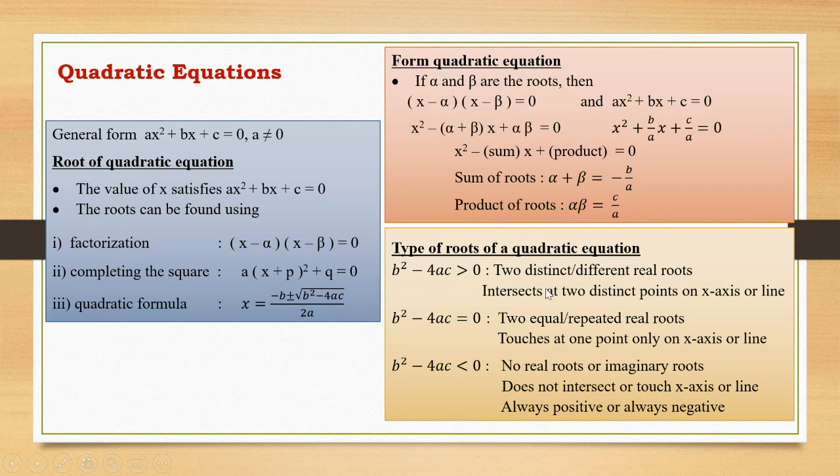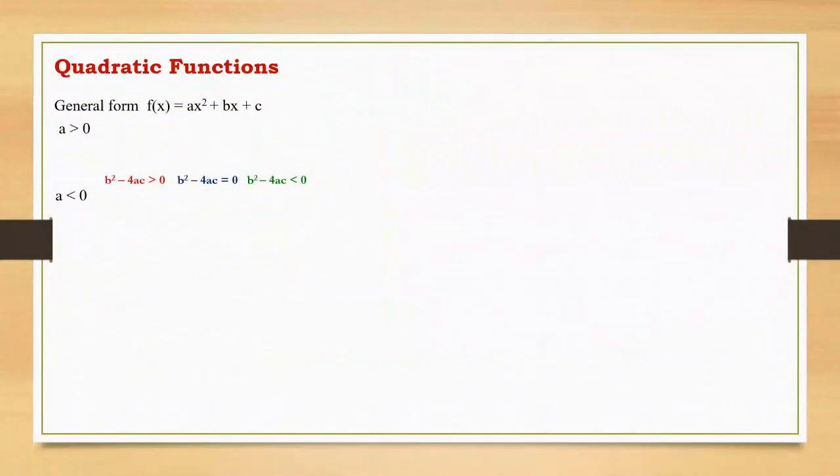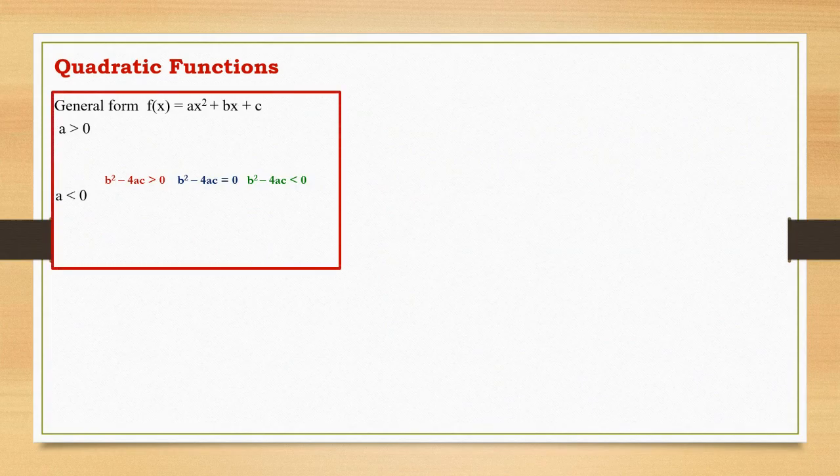And this also applies in your next chapter, that is chapter 3, quadratic function. Okay, let's look at quadratic function. The important thing that you need to know about quadratic function is the shape of the graph. So the general form for quadratic function depends on your value of a. Is it greater than 0 or less than 0? Is it a positive or negative value?